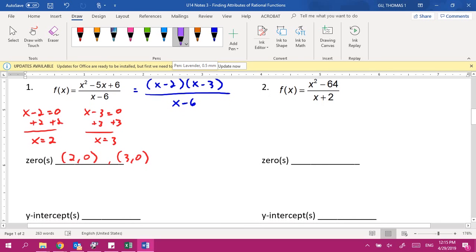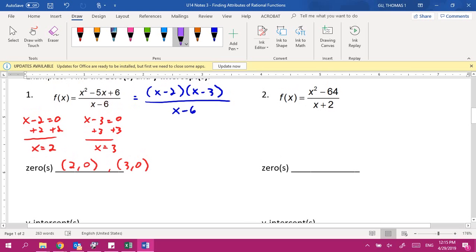You put the zeros in for what? For the x's, right? You can put 0 in for all the x's. So you can choose either one, because in this case, they're both the same, right? So I like to do the left side. So I plug in 0 for all the x's, I get 0 squared minus 5 times 0 plus 6 over 0 minus 6.